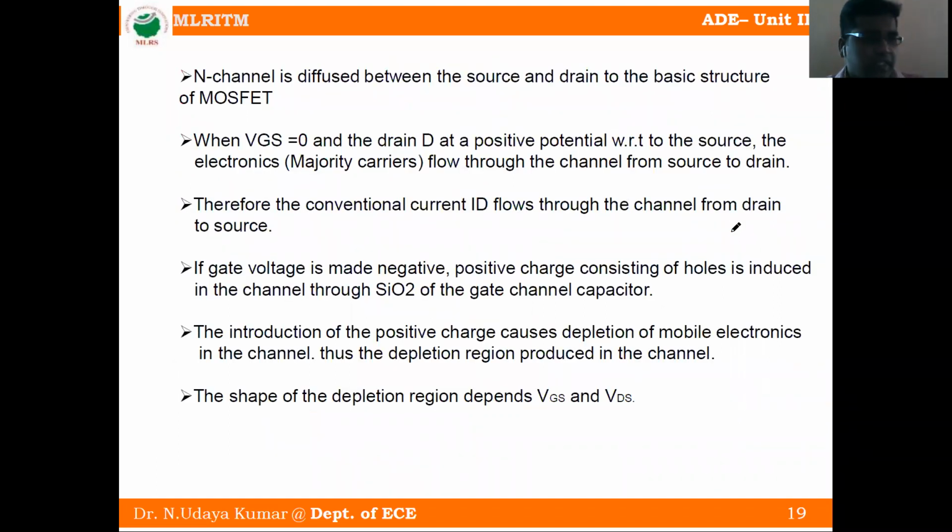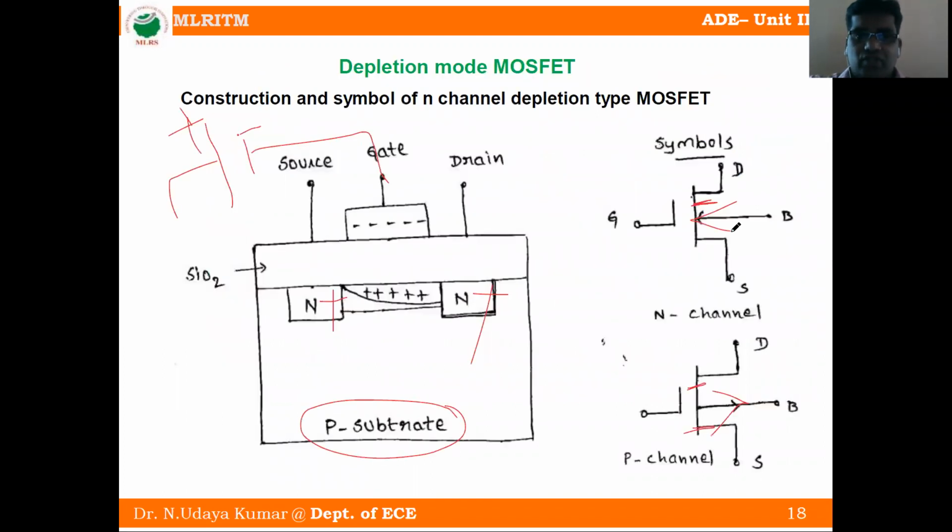Okay. We will see in detail point by point. The N channel is diffused between the source and drain to the basic structure of the MOSFET. It is similar to enhancement mode only. See here, the N channel is diffused into the P-type substrate.